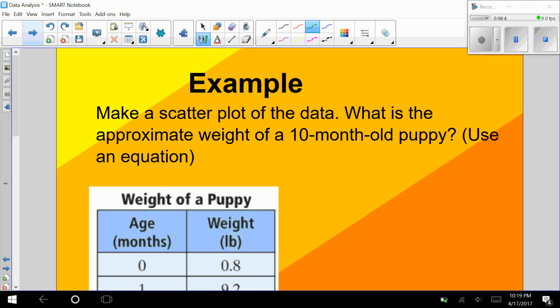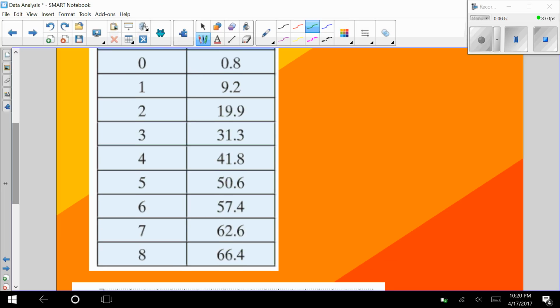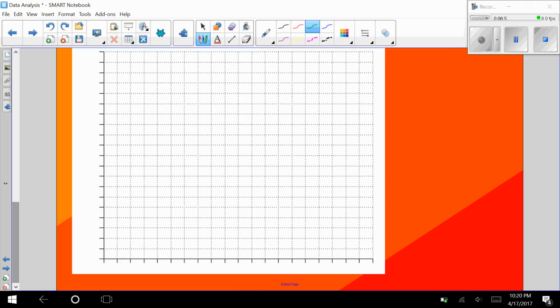All right, now we're going to make a scatter plot to predict the weight of a 10-month-old puppy. So here's the data that we have. We've got our months of puppy age and the puppy weight. So if I go down to my scatter plot, I'm going to do months along the bottom. And I'm going to make every other line a month. And up the side, I have to get up to 80 pounds, or 60-some pounds. So I'm going to make each line worth 4. So 4, 8, 12, 16. There's 20, 40, 60, and 80. So those are puppy weights.